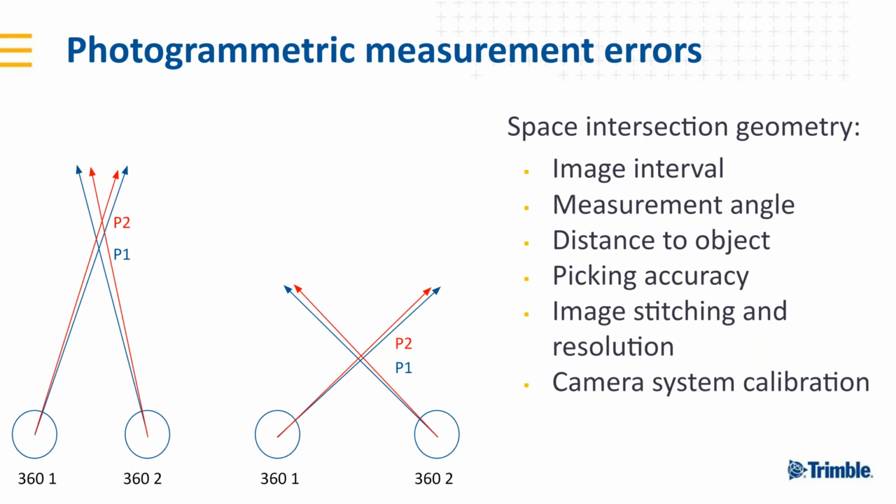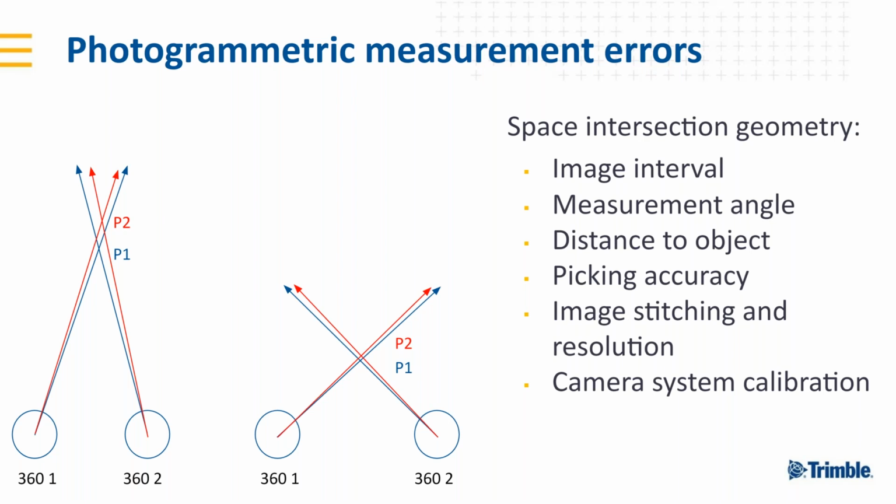As you see, if you compare it to the right one, which has, let's say, a perfect distance to the object and perfect measurement angle, but with the same angular error, it will be a smaller error in the accuracy of the point we get.